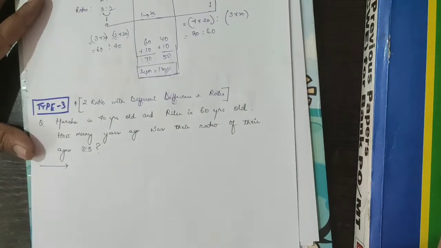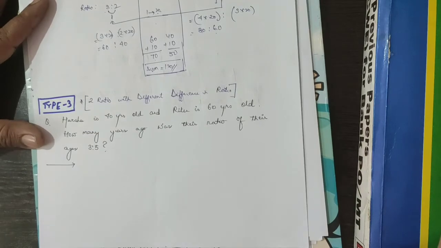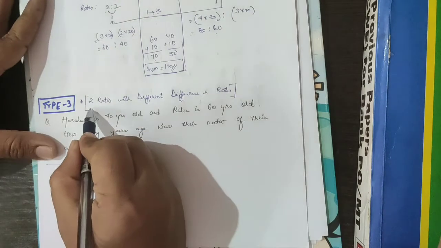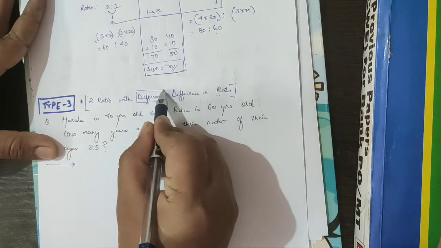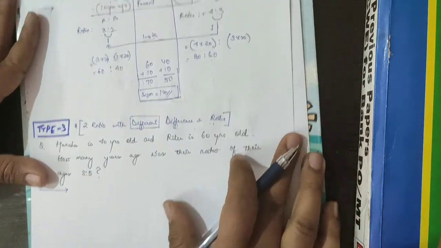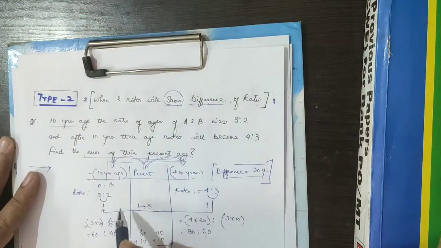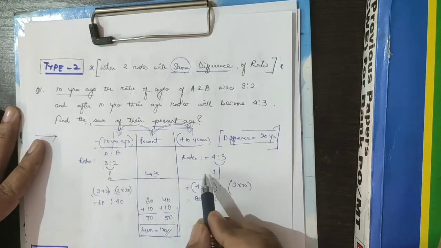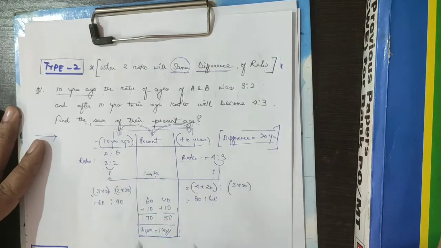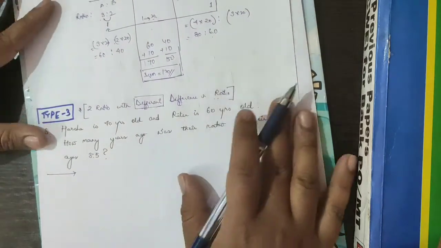So next, let's go to type number 3, that is, when two ratios have a different difference in ratio. In the first type there was the same difference, 1 and 1, the same difference in the ratio. Here there is a different difference. Let's do it.